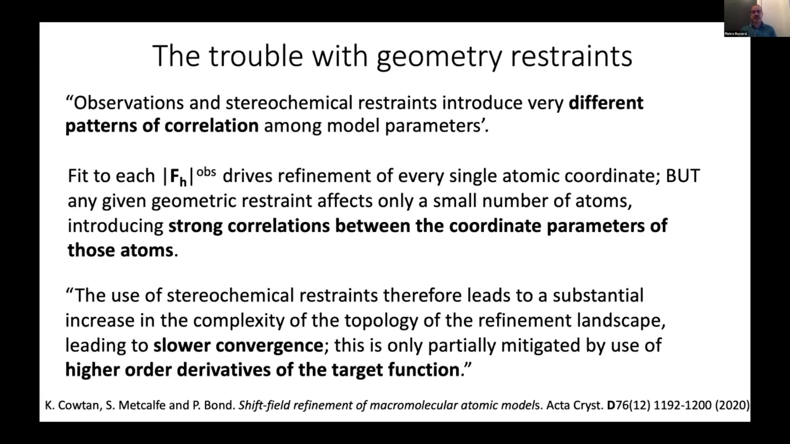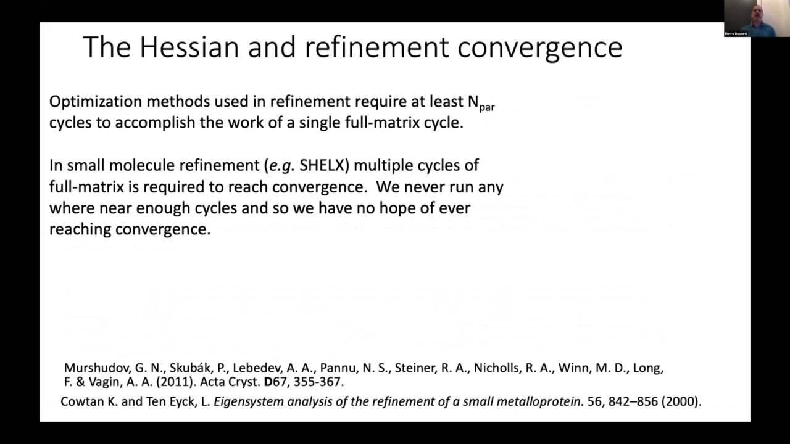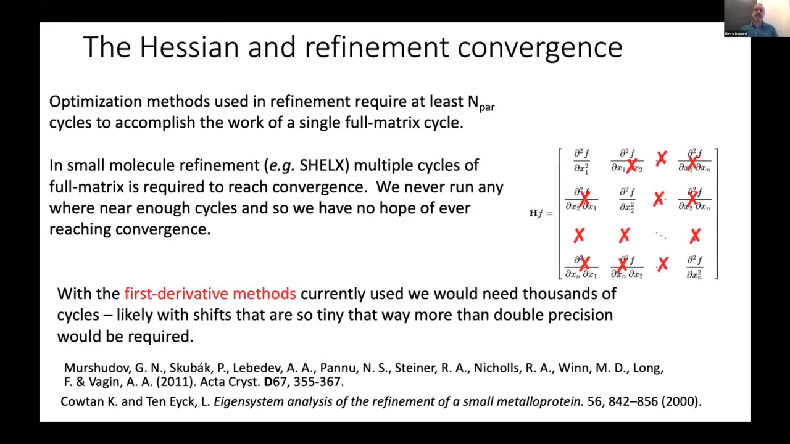And here I'm quoting this recent beautiful paper by Kevin Cowtan. Using high order derivatives of the target function can only partially solve the problem. The other interesting aspect is that when you don't use a full Hessian, you end up having problems reaching convergence. So much so that you would actually get where full Hessian matrix refinement will get you in so many steps that then numerical aspects of the procedure come into play.